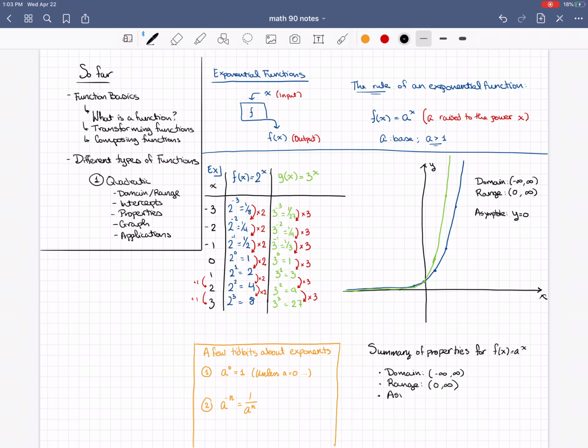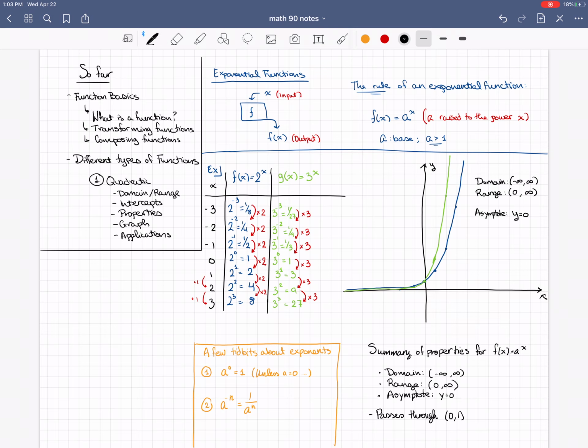The basic exponential function f of x equals a to the x has an asymptote. And that's y equals 0, meaning that the graph approaches 0 without ever getting there. And then a few small things. So the graph of this function passes through the point (0, 1).